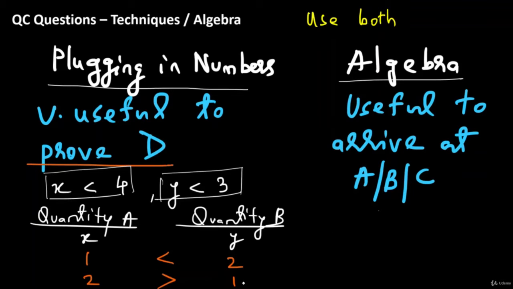Then I get the reverse, right? Quantity A is greater than quantity B. Now, because sometimes I'm getting less than and sometimes I'm getting greater than, the relationship cannot be ascertained, and the correct answer is option D. Alright, now what about algebra?